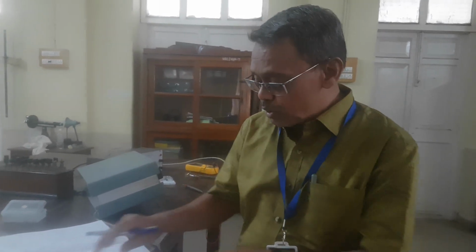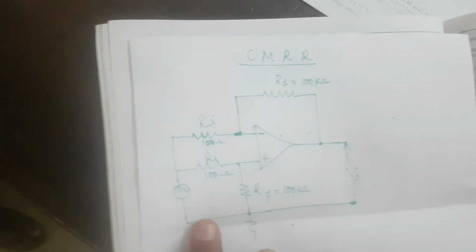The next parameter of the operational amplifier is CMRR, called the common mode rejection ratio. As I told in the brief introduction that I gave in the beginning, operational amplifiers are basically differential amplifiers. They amplify the difference between the two signals. Here, this is the circuit for calculating the CMRR.